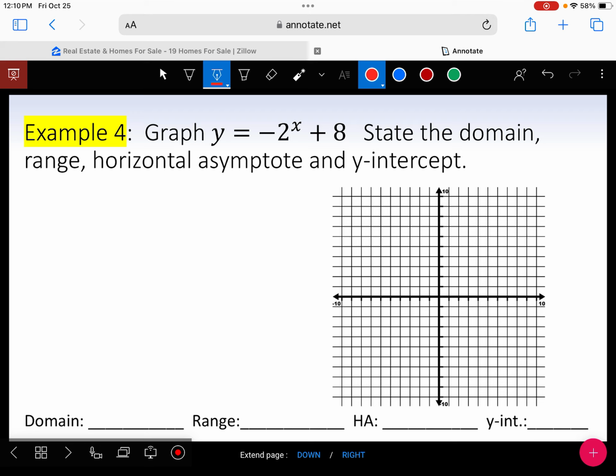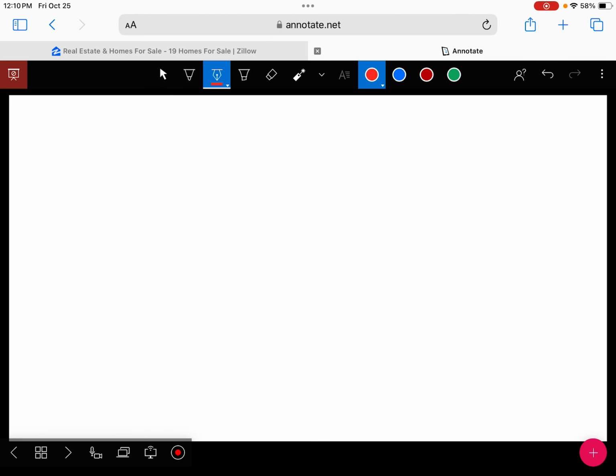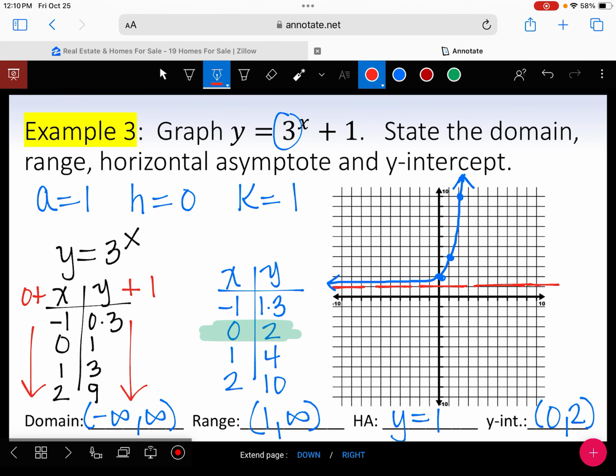What's our a value? A is negative 1. What was the range for the last one? Oh, it's from 1 to infinity, right? Yes. So it's from your horizontal asymptote. Exactly. So again, if you look at that first page or at the top, your range is either going to be k to infinity or negative infinity to k. That's it. So definitely you want to study what you see at the top of that page.